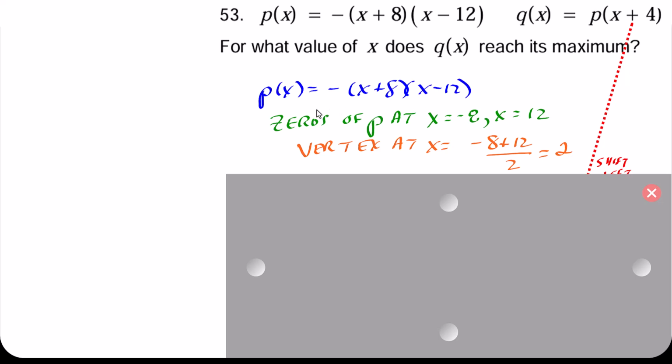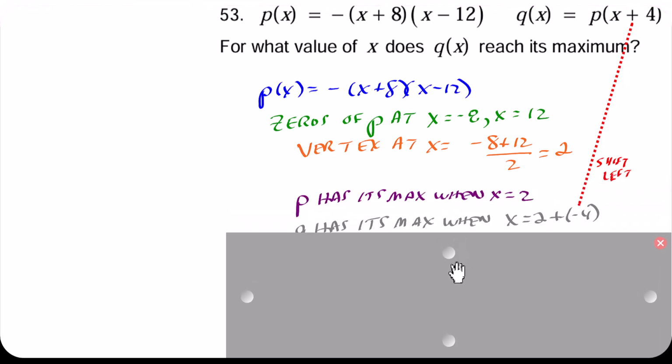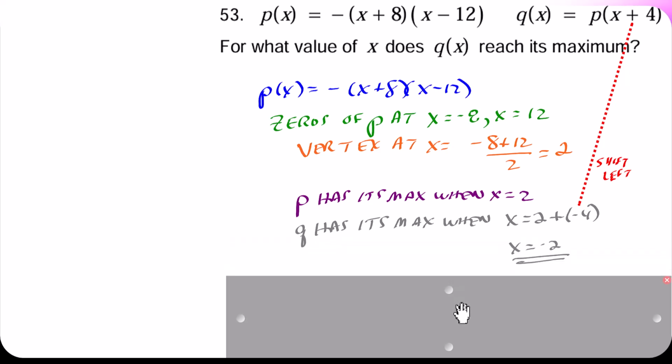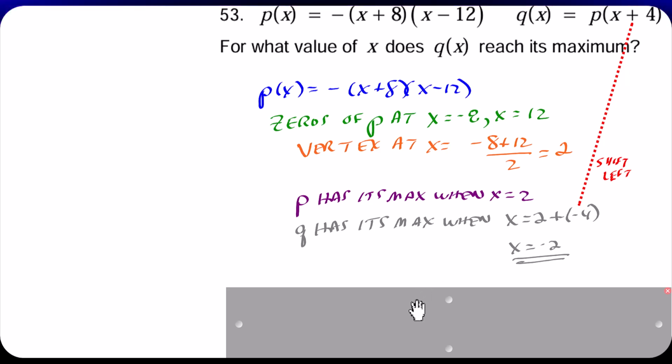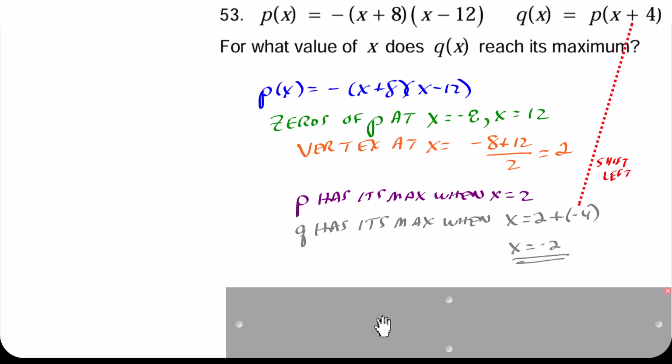So that's where this function reaches its maximum, at x equals 2. However, the q function has a shift 4 units to the left. So I'm going to add -4 to that +2 and get x equals -2. Now, if that was unclear to you, the next one is a visual solution, which I think will help quite a bit.